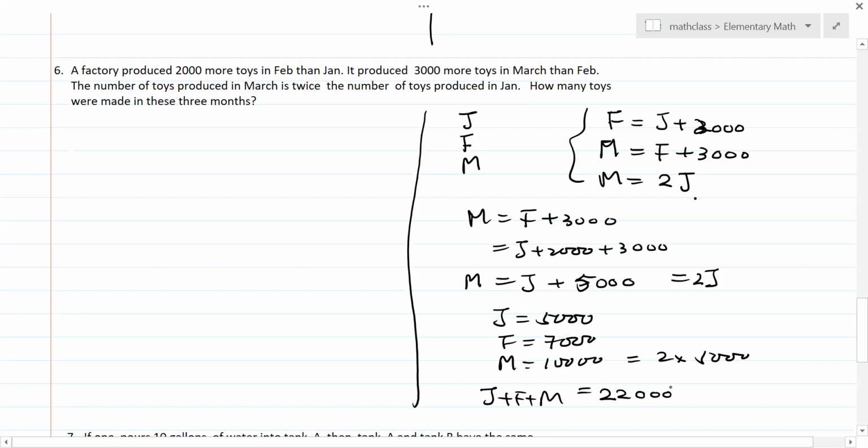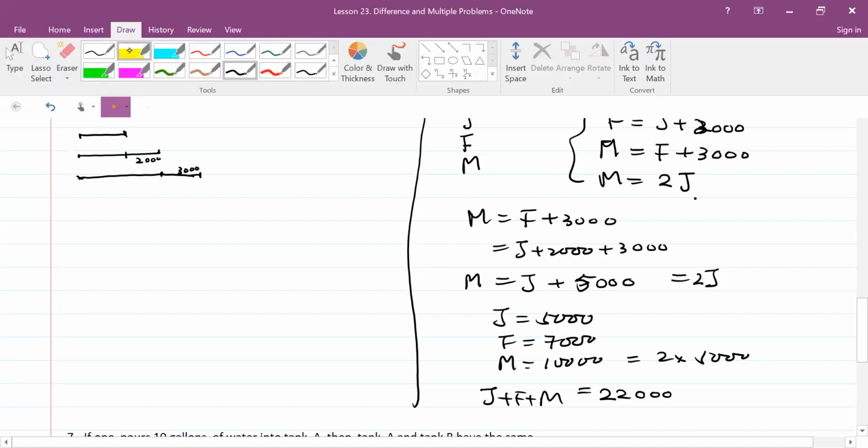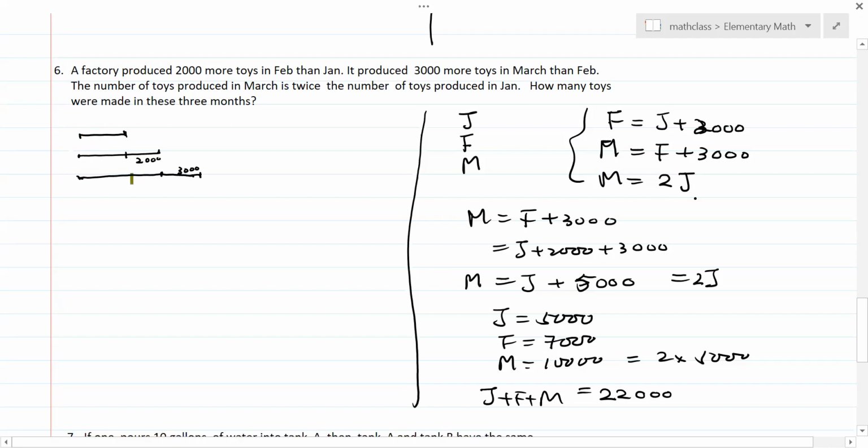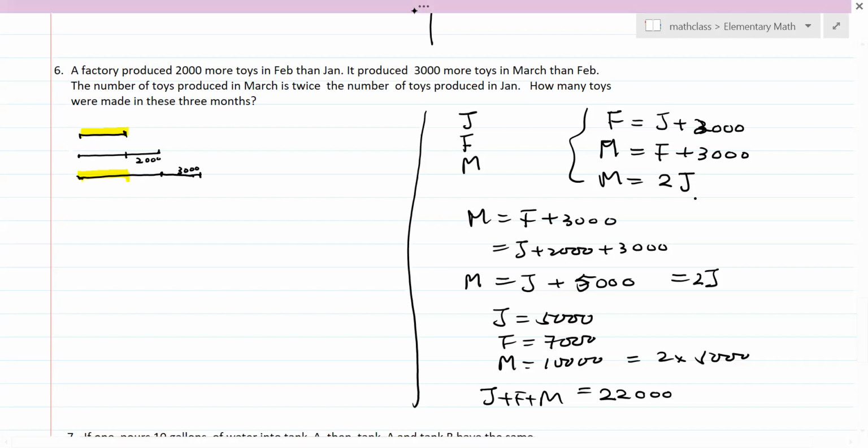All right, so let's go back to the picture, using pictures. January, that's center, right? And then February, 2,000 more. Let's put a 2,000. March, 3,000 more. Okay. Then you compare those two, right? So this is a 1, 2, right? You compare this. Compare the January with March.